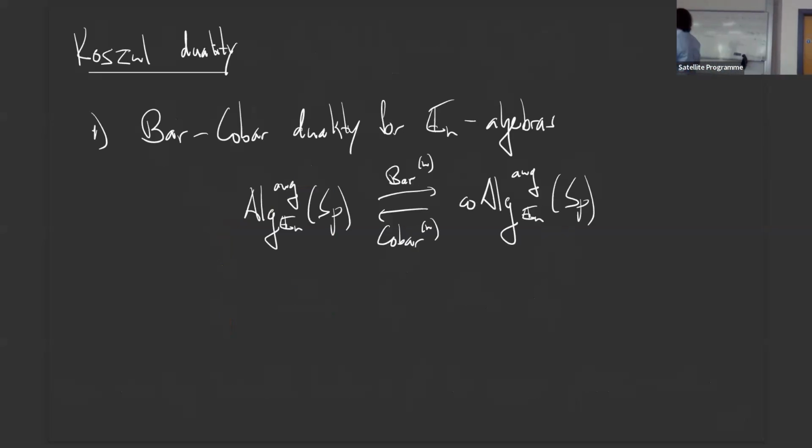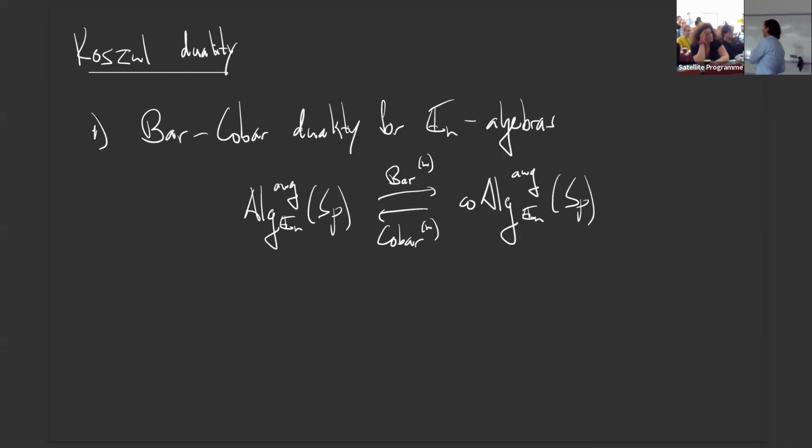Okay, so let's pass to something a bit more substantial, maybe. Let's talk a bit about Koszul duality for En algebras. So if you say Koszul duality for En algebras, there are at least two possible things that you could mean by that. So the first is bar-cobar duality for En algebras. Again, it's something that's been around for quite a while, set up at maybe this level of generality in a nice way in higher algebra.